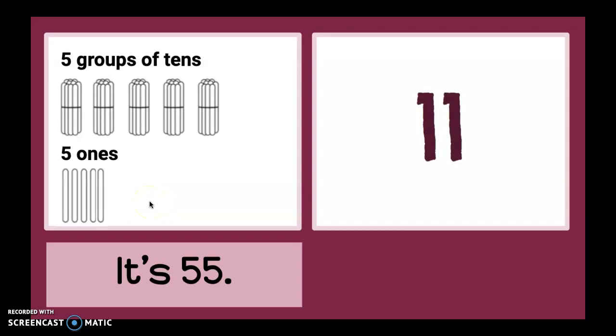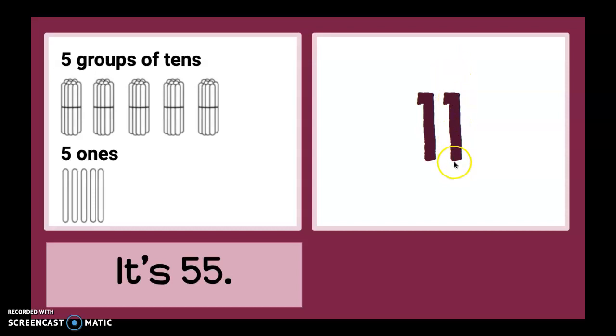Let's look at a number written in standard form. I see 1, 1. What number is that? That's right, it's number 11. Now, let's see how many groups of 10 and how many leftover ones are in our number 11.